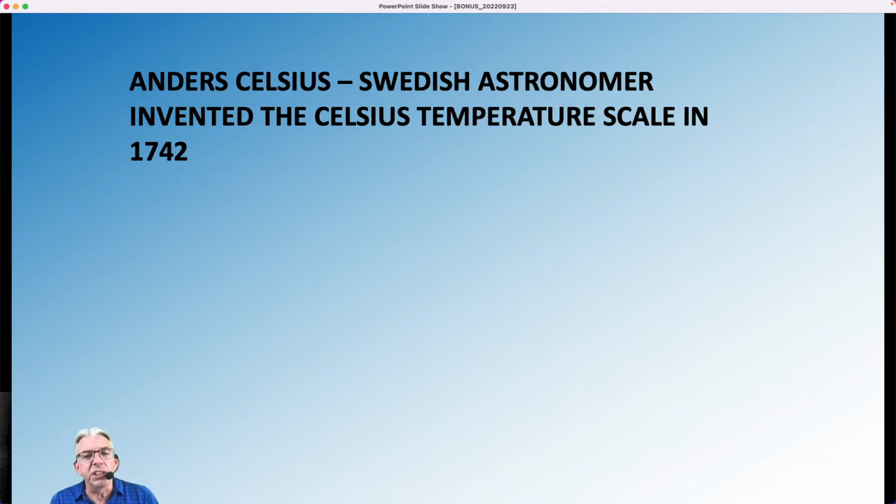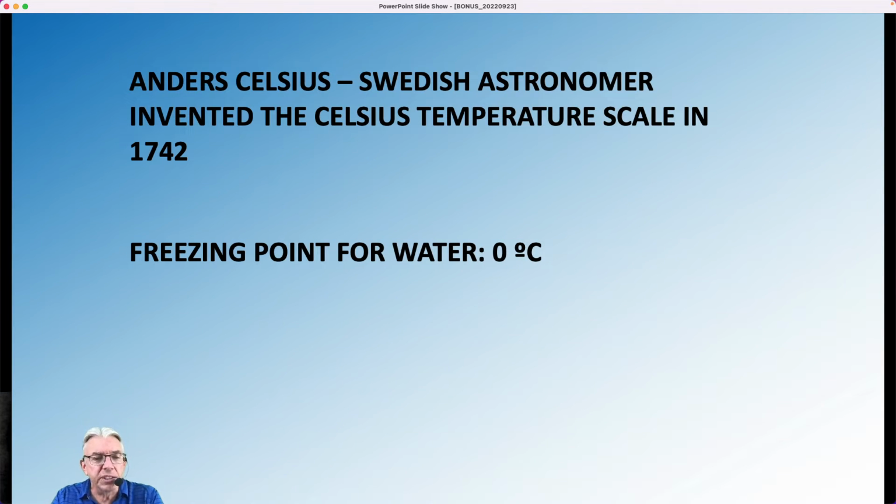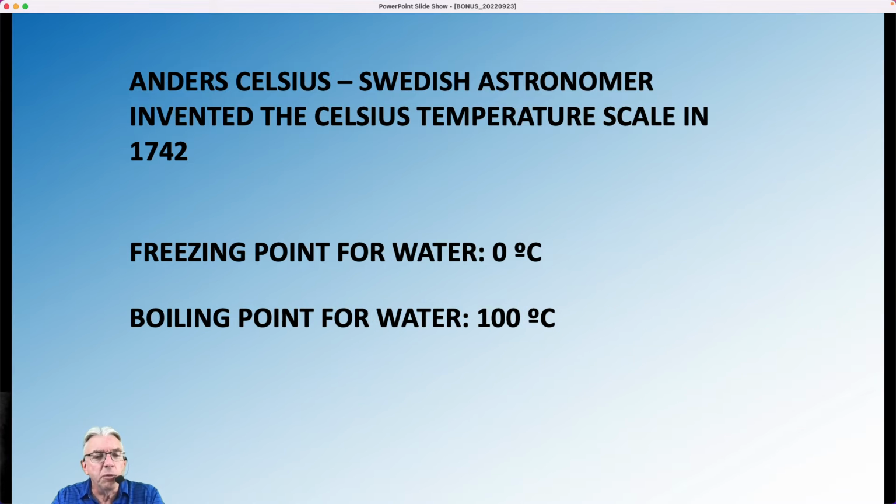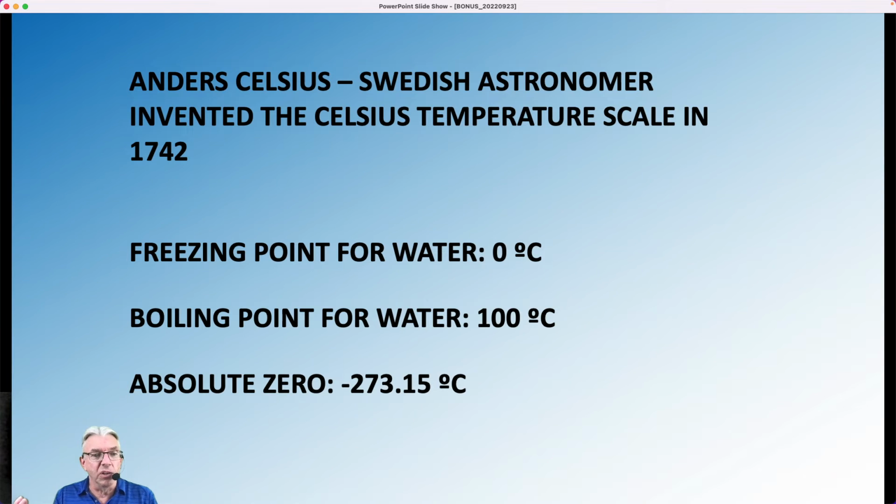All right, Anders Celsius then came along. He was a Swedish astronomer. He invented the Celsius temperature scale in 1742. On that scale, the freezing point for water is 0. The boiling point for water is 100, and absolute zero is minus 273.15. So this is a little bit easier from the standpoint of 0 being a whole number and 100 being a whole number, and they're exactly 100 apart, whereas on the Fahrenheit scale, you have these sort of random numbers like 32 and 212 and so forth, and that's why the rest of the world uses Celsius and the United States is still using Fahrenheit.